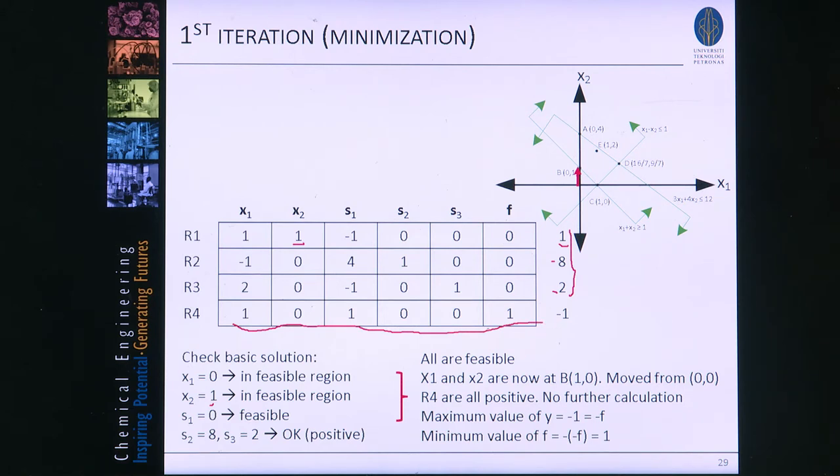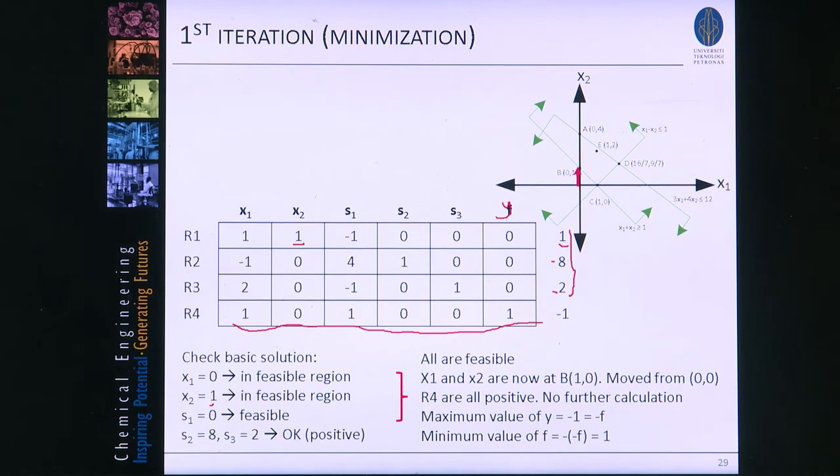So then in this case, the iteration is stopped. So we know that x1 equals 0, x2 equals 1. That makes the objective function, this has to be y then in this case. So y equals minus 1, which is then the minus f. So f is then equal to 1.